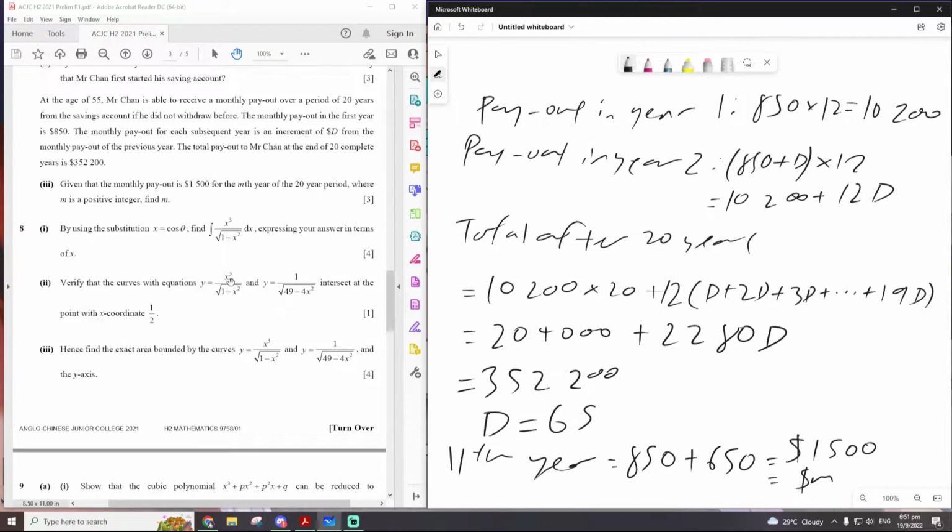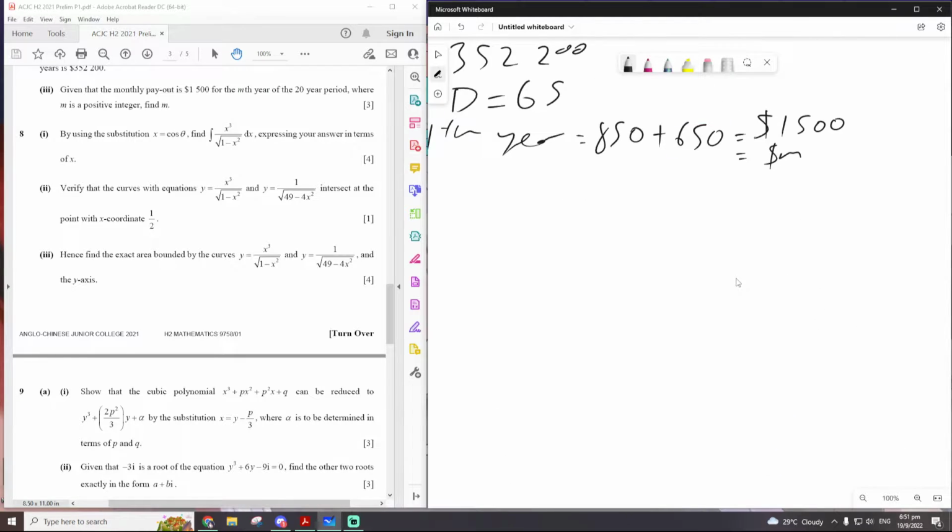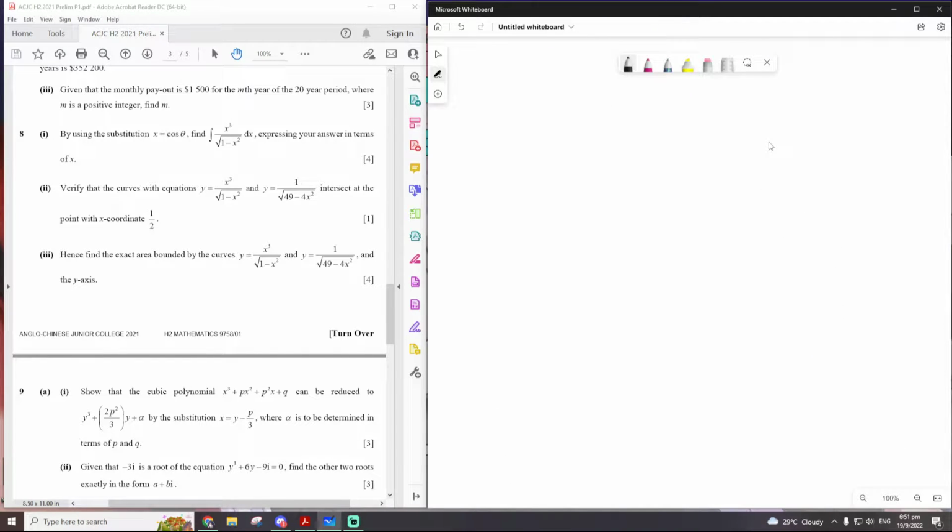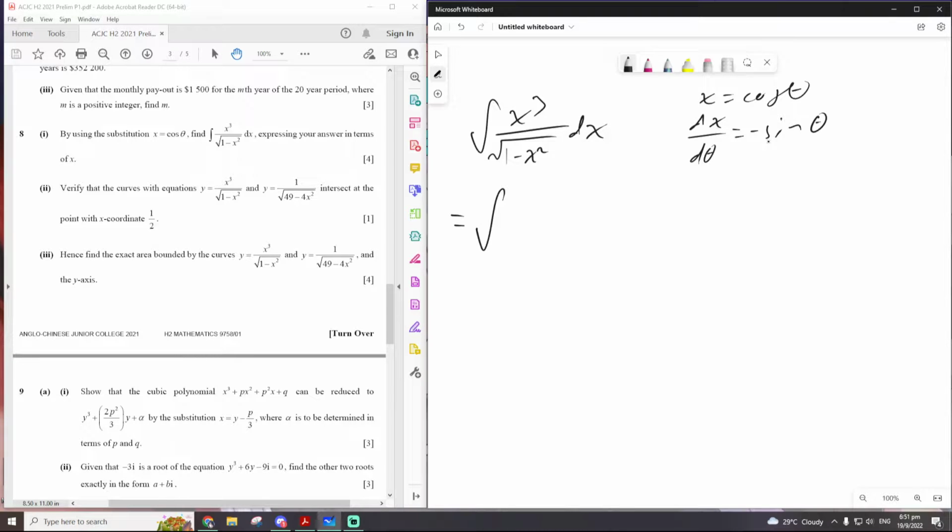Question 8 is an integration question. By substituting x equals cosine theta, find this integral. Okay, so integrate x cubed divided by root 1 minus x squared dx. So I have x equals cosine theta, dx d theta equals negative sine theta. So I can just substitute this directly in.